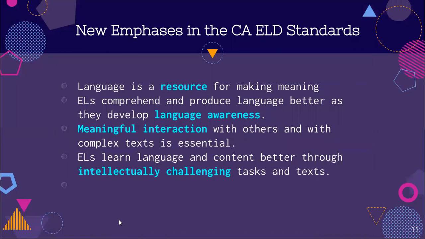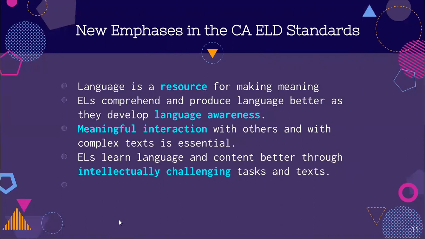The areas of new emphasis in these standards: the new emphasis is that language is not a product, but rather language is a resource for making meaning, and that English learners comprehend and produce language better as they develop language awareness. Meaningful interaction with others and with complex text is essential, and English learners learn language and content better through intellectually challenging tasks and texts.